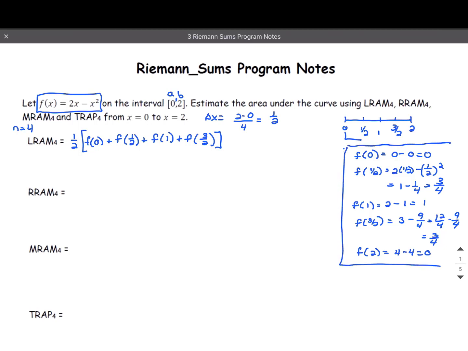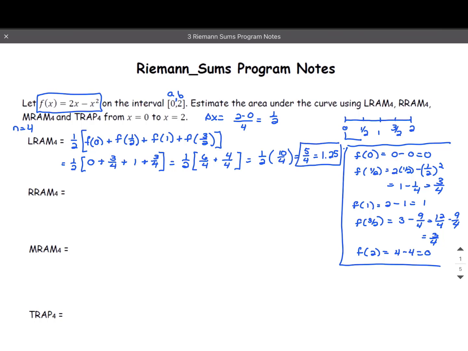Okay, so now back to my LRAM, I have 1/2. And we said that f of 0 is 0, plus f of 1/2 is 3/4, plus f of 1 is 1, plus f of 3/2 was 3/4. All right, and if we do that addition, we're going to have 1/2. Now 3/4 plus 3/4 is 6/4. 0 plus 1 is 1, but I want to write that 1 with the denominator of 4, so it's 4 over 4. And then 6/4 plus 4/4 is 10/4. When we multiply that by 1/2, we're going to get 5/4. And if you prefer decimals, 1.25. There we go.